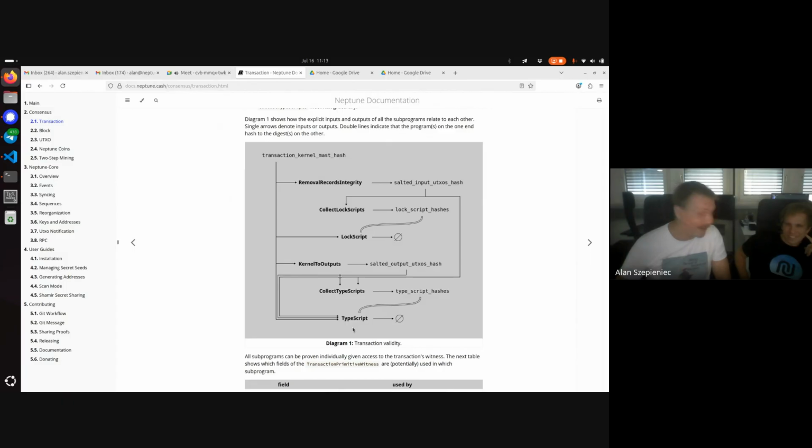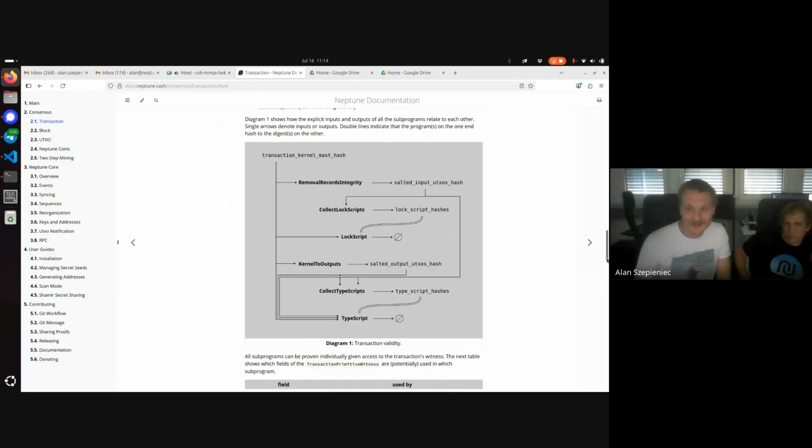But it's actually missing something, because in this collect TypeScripts, we're only collecting the TypeScript corresponding to the native currency if there is a UTXO in the inputs or in the outputs that deals in native currency. At first thought, that seems natural, right? You don't care about TypeScripts that you're not dealing with.